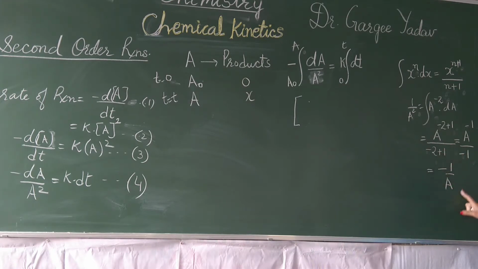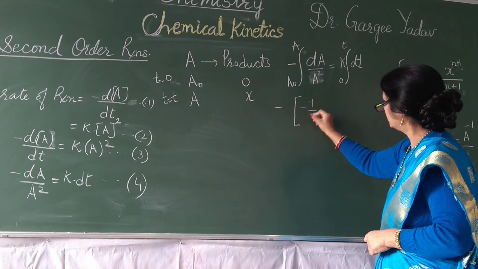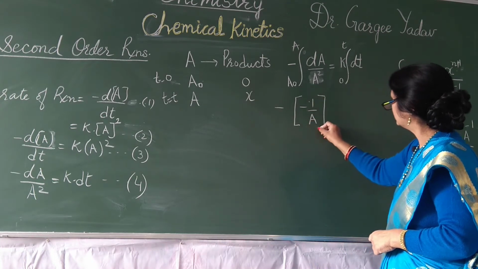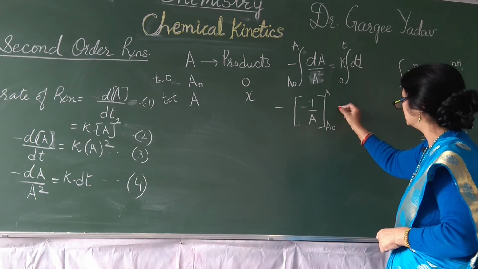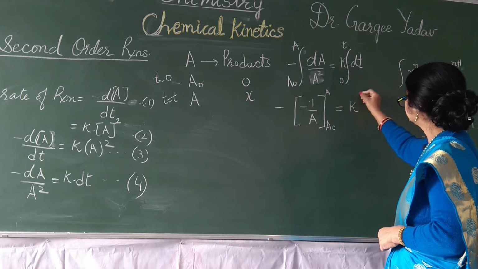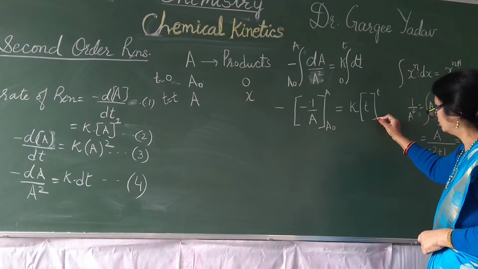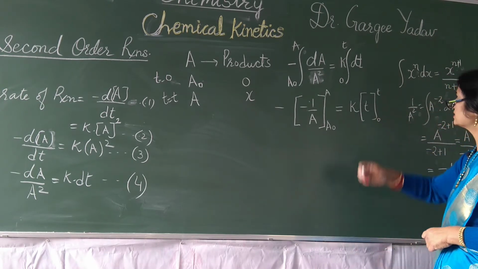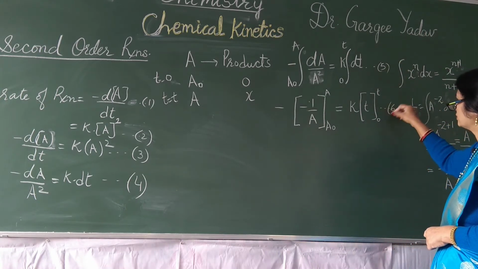So now we will place this value of the integration of 1 upon A square over here, and what we get is minus 1 upon A between the limits, the lower limit and the upper limit. We will solve it in our next step. And here we will get t with upper limit t and lower limit 0. So let us assume it to be equation number 6.